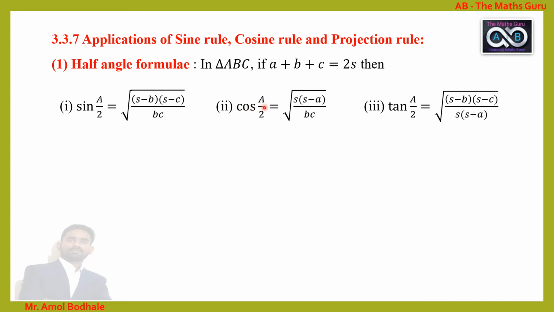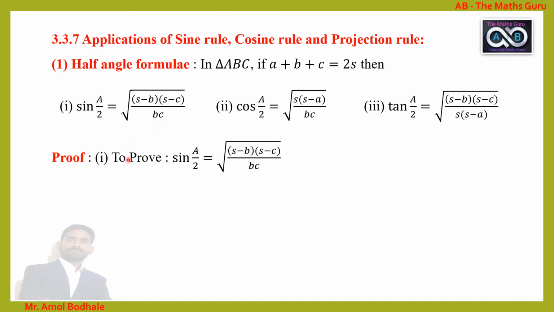Cos of A by 2 equal to square root of s into s minus a upon b into c, and tan of A by 2 equal to square root of s minus b into s minus c upon s into s minus a. So this is called the half angle formula. Let's see how we can prove these half angle formulae.